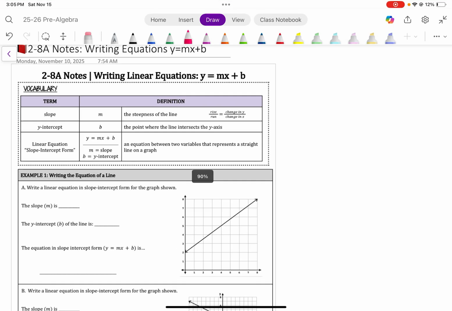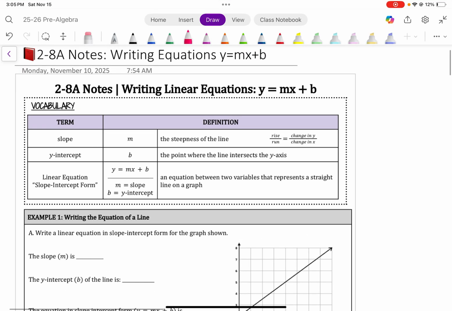These are video notes for section 2.8a, where we are going to write equations in the form of y equals mx plus b. So we've got some important terms here, and we've seen them in pieces, and now in this lesson we're putting them together.